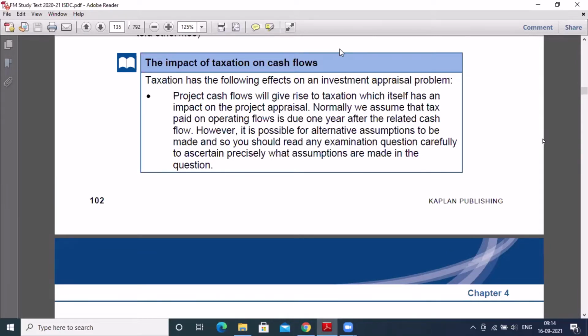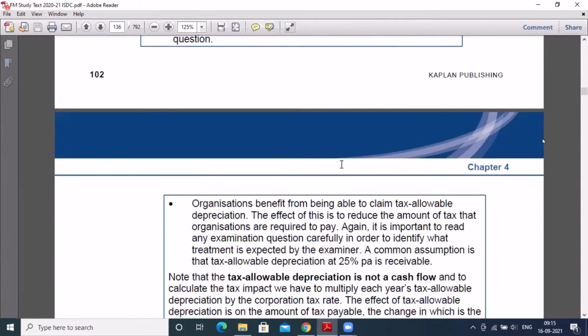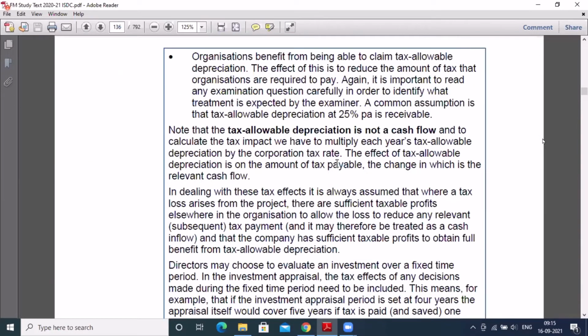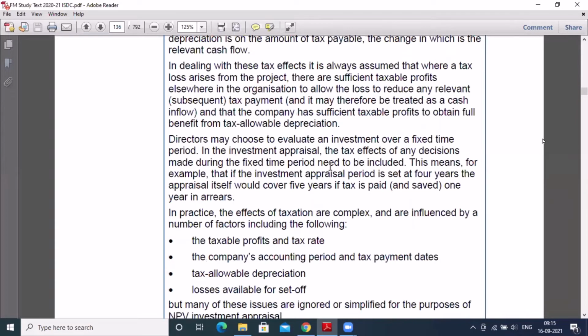However, it is possible for alternative assumptions to be made, and so you should read any examination question carefully to ascertain precisely what assumptions are made in the question. Anyway, we do have a good number of illustrations regarding that. Now, organizations benefit from being able to claim tax allowable depreciation. The effect of this is to reduce the amount of tax that organizations are required to pay. Again, it is important to read any examination question carefully so that you can understand this. So for your better understanding, I will be taking an illustration and we'll discuss that particular illustration.